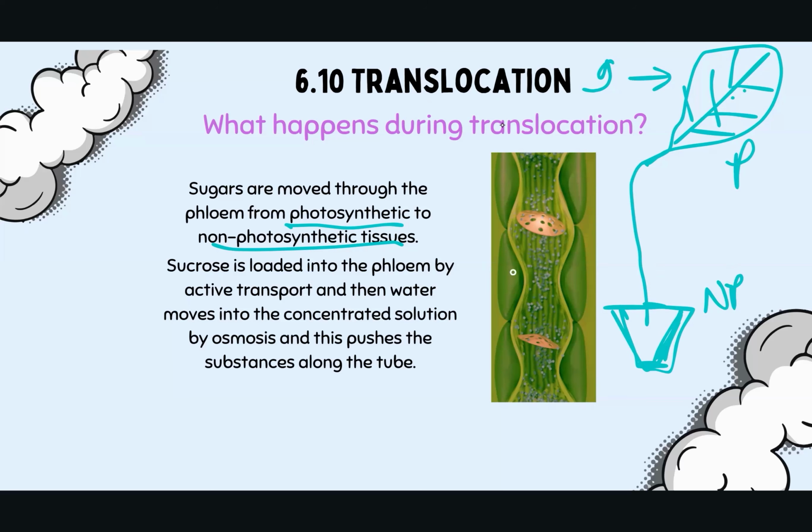Sucrose is loaded into the phloem by active transport. So this is what I explained to you before. Active transport loads it here. Now that means we've got more water here. So water moves by osmosis from a high water concentration to a low water concentration through a, well, in this case, sieve plate or partially permeable membrane. And then water moves into a concentrated solution by osmosis, and this pushes substances along the tube. So that will move to there, that will push water in the other direction, and so on.